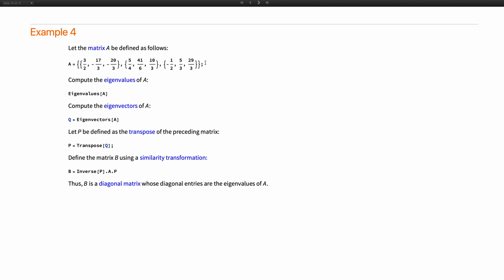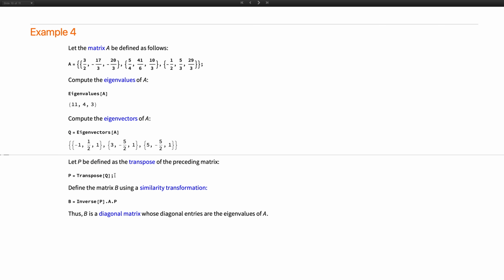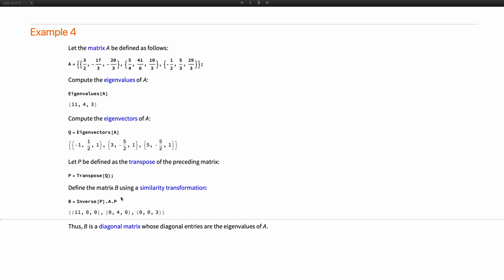And here's another example, but now let's start with a complicated matrix A, compute its eigenvalues, compute the eigenvectors, take the transpose of this matrix over here, and when you do the inverse of P times A times P, then you get back a diagonal matrix whose diagonal entries are the eigenvalues of A. So you can start with a complicated matrix and get down to a diagonal matrix by this method.